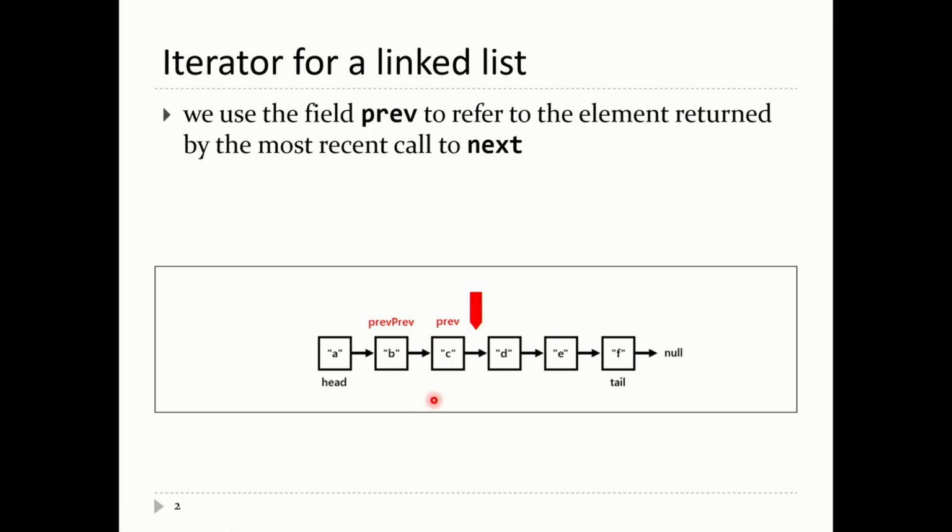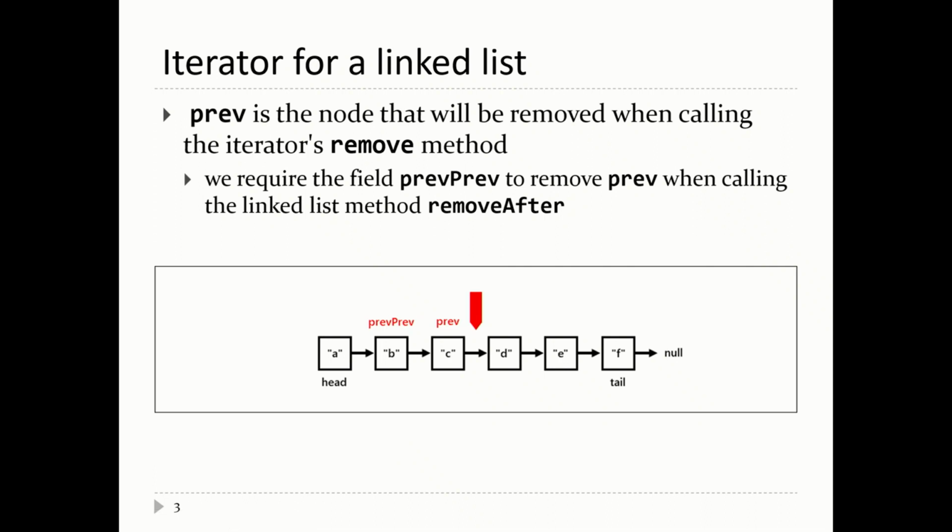If I want to remove that element, then I need a reference to the node in front of it. And so for the linked list, we're going to keep a reference to the node previous, the node that's in front of previous. So we're not going to keep previous and next in this case. That node previous is the node that's going to be removed if we call the iterator's remove method.